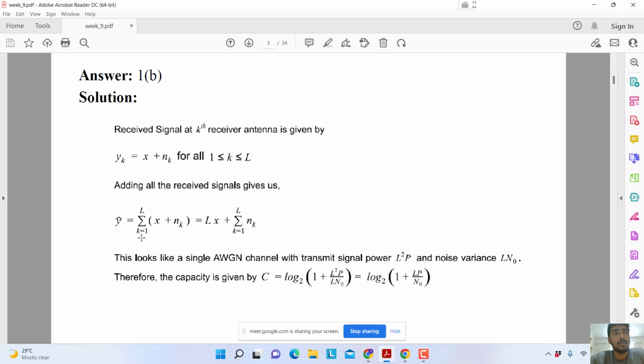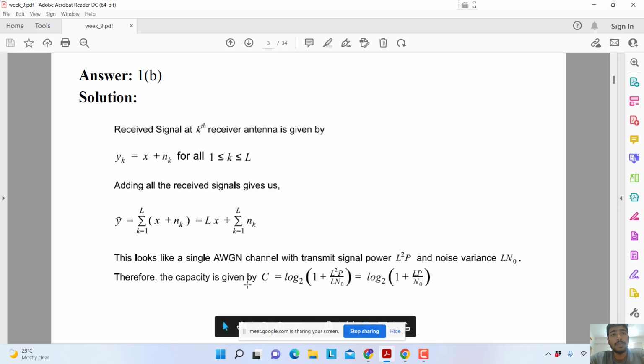When you simplify this, the equation becomes Lx plus the sum of nk, with k going from 1 to L. Here nk is the noise, x is the transmitted symbol, and it becomes L times. From this equation you can conclude that this looks like a single AWGN channel with transmit signal power L square P and noise variance L N0.